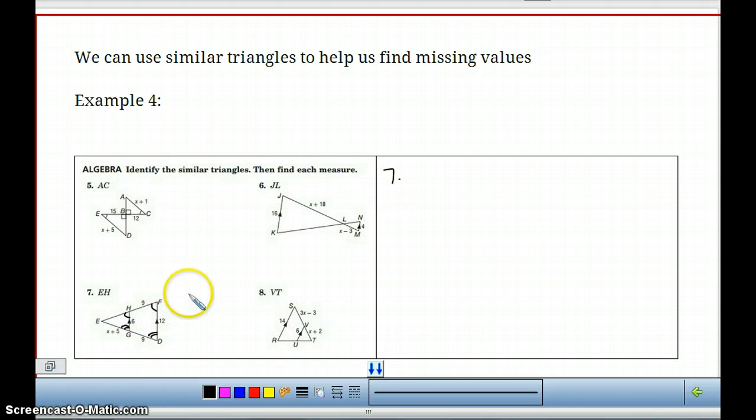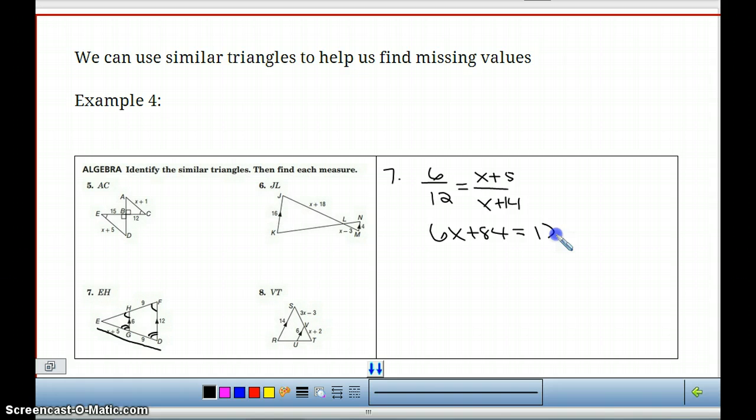Now, here's the trick with this one. Obviously, we have HG is similar to FD. For this, we have EG. Well, it's similar to ED, which isn't x plus 5, it's x plus 14. Because again, we have to add this whole side together, so we have to use the angle addition postulate. Then we can cross multiply. 6x plus 84 equals 12x plus 60. Take away the 6x, take away the 60. 24 equals 6x. That means that x equals 4, and we're looking for EH.